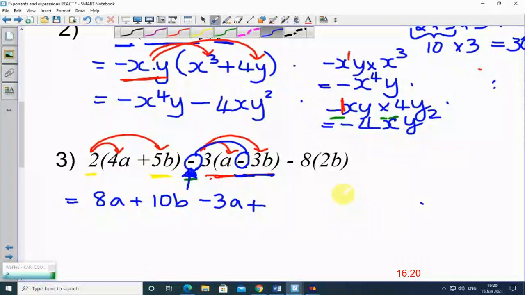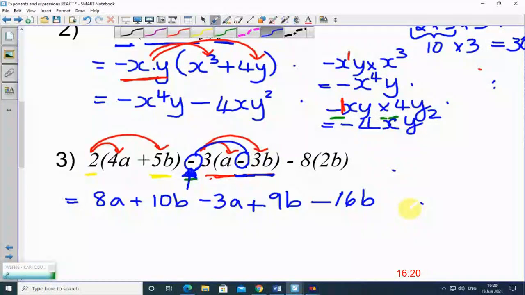So the minus with the minus gives me a plus, and then the 3 times the 3 is 9, and the b I'm just going to write down. And then my last term is just minus 8 times 2b, and all we can do is multiply the numbers. 8 times 2 is 16, and there's my b.